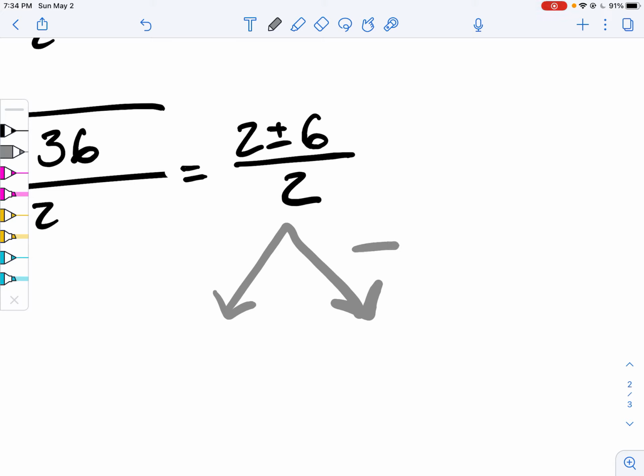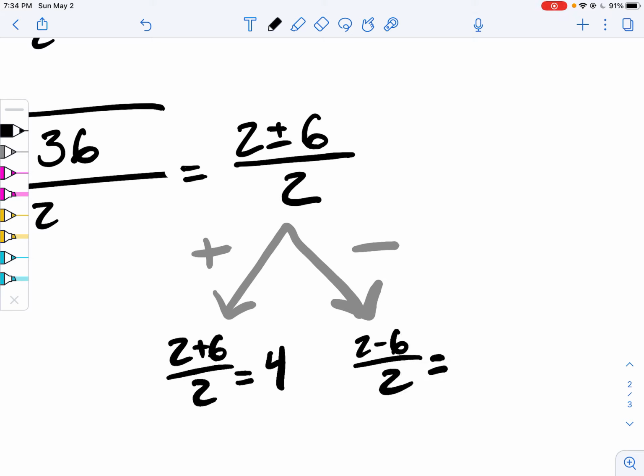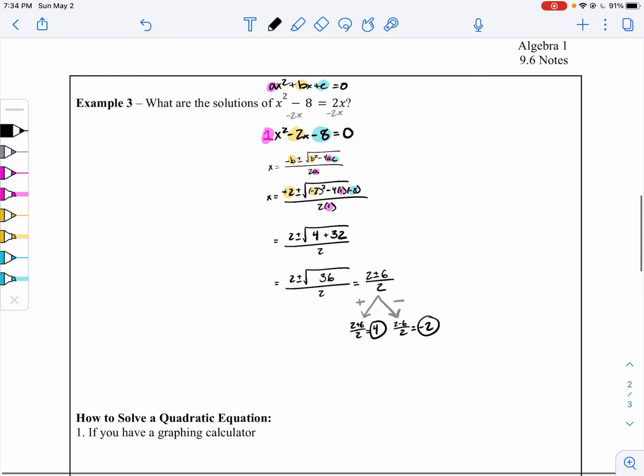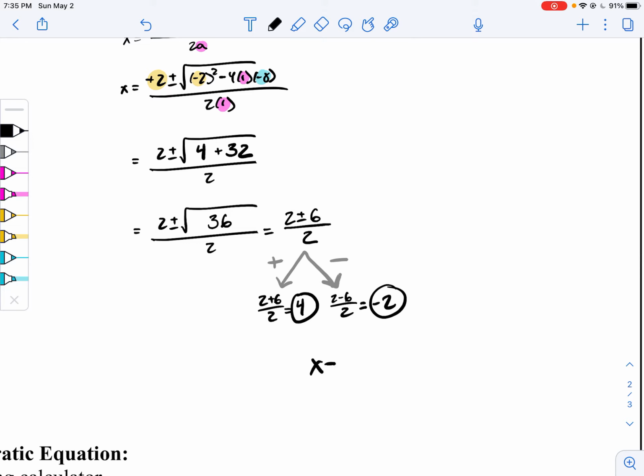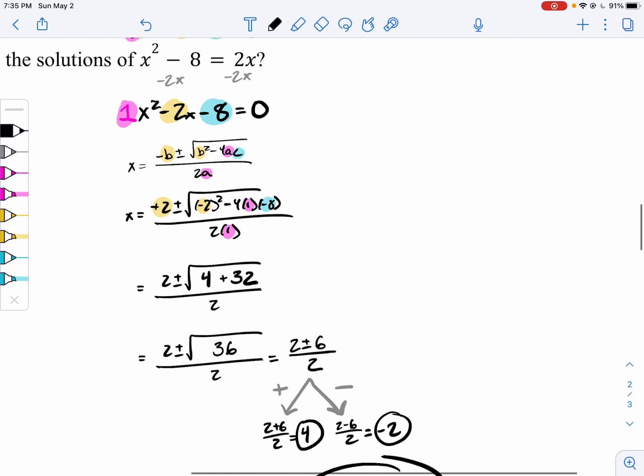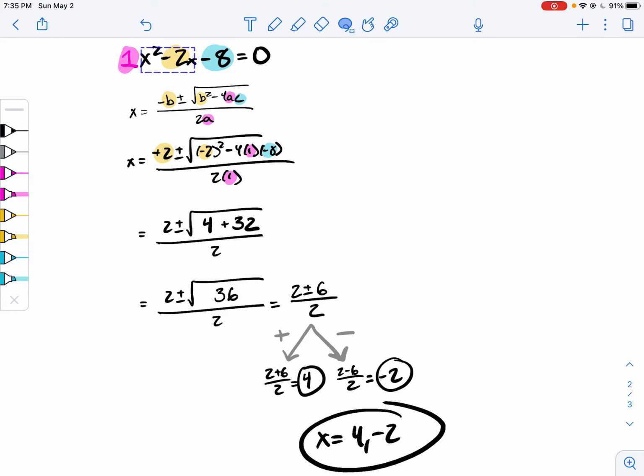Chill it out, take it slow, then you rock out the show. So we have 2 plus 6 over 2, which is 8 over 2, which is 4. Then we get 2 minus 6 over 2, which is negative 4 over 2, which is negative 2. Isn't that so nice? That's so cool. But guys, that took a lot of steps. So yes, we know that x equals 4 and x equals negative 2, but that took a long time.